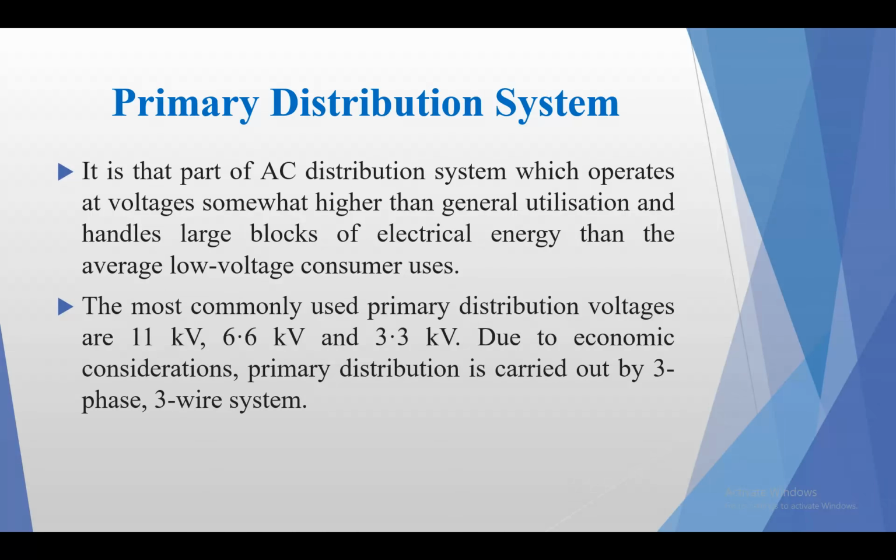So the primary distribution system is simply a distribution system which operates at a higher voltage than the general utilization voltage we use in our home, and its voltage is 11 kV, 6.6 kV and 3.3 kV, and primary distribution is carried out by a three-phase, three-wire system.